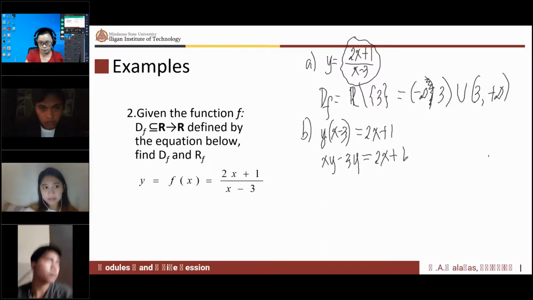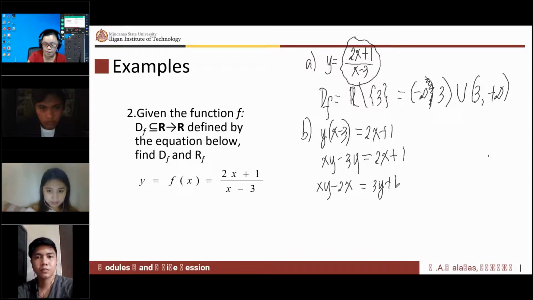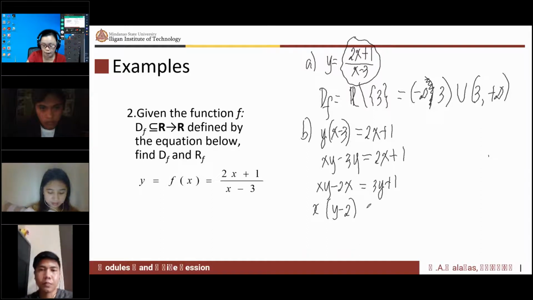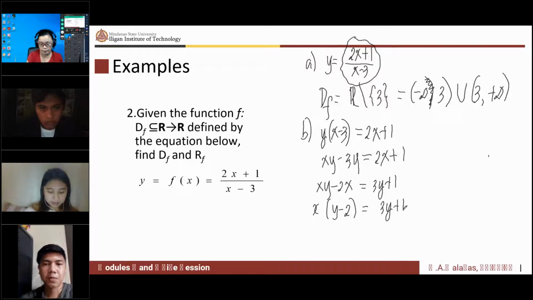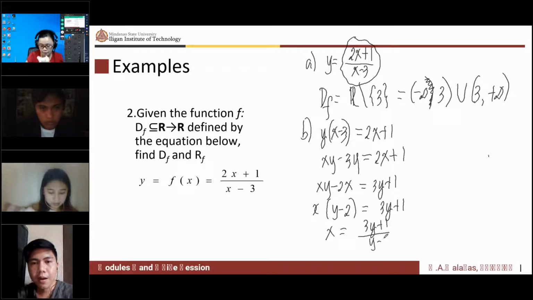So we combine terms with x. So you get xy minus 2x equals 3y plus 1. Factoring out x, we get x times (y minus 2), and then this is equal to 3y plus 1. So dividing both sides by y minus 2, we get x equals (3y plus 1) over (y minus 2).